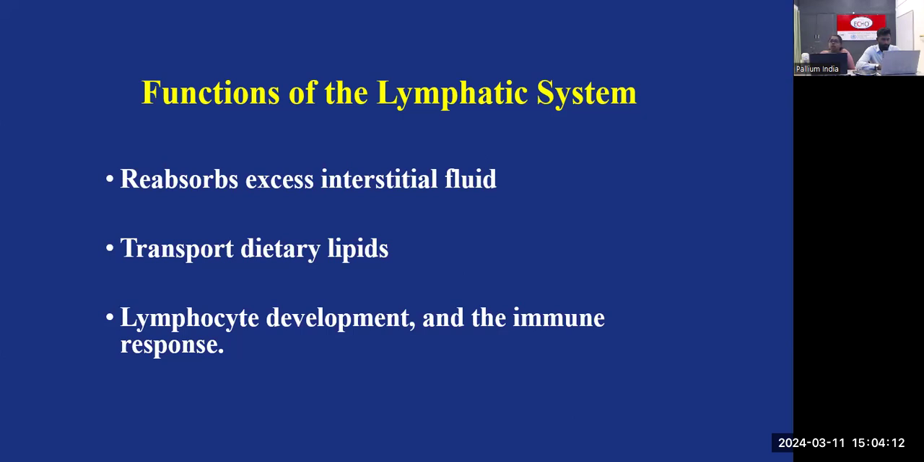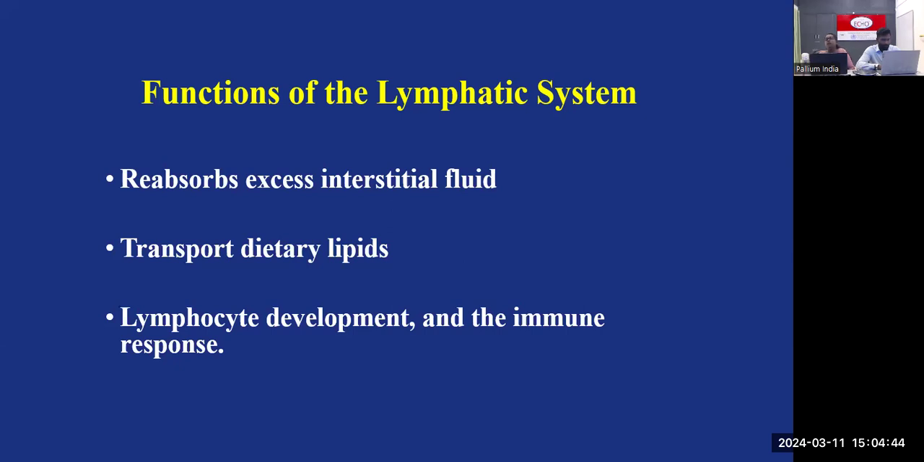So that's why we usually say the lymphatic system is related to the circulatory system. It's a connection between the lymphatic system and the circulatory system. Actually, it is a part of the circulatory system. So the reabsorption of excess interstitial fluid is one of the major functions. That is why our fluid and electrolyte balance is maintained well.